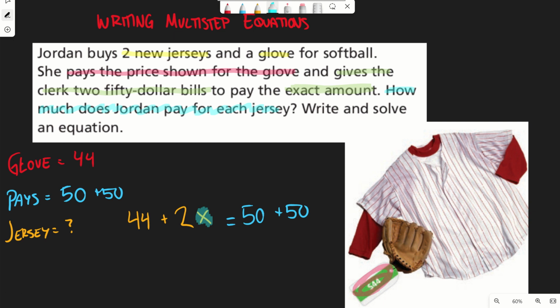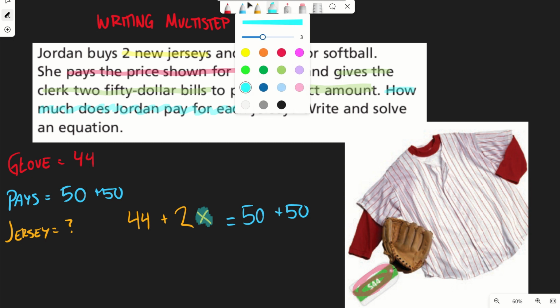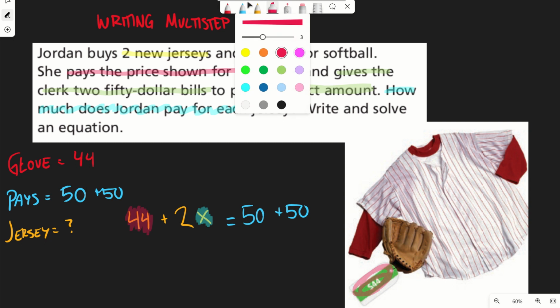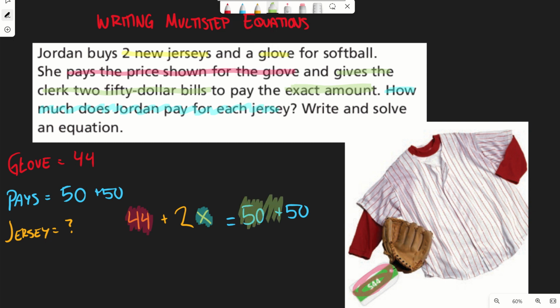All right, so here we wrote our equation. We have our 3 things here. We have the glove cost. We have the amount of money she paid. And we have the fact that there were 2 jerseys that were an unknown cost. Okay, so all these things add together. She bought 2 things, and that equals the amount of money she paid. Okay, so that's how we know what goes on each side. It's just thinking through, well, she paid money, whatever she paid, that has to be what everything equaled. That had to be what the cost equaled, is how much she paid.